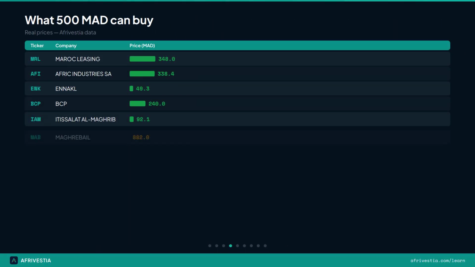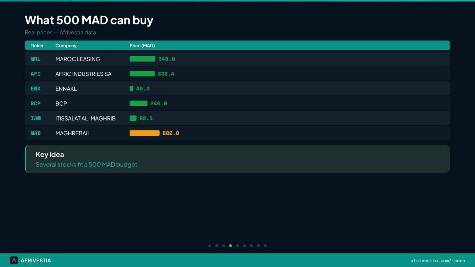Here's a sample of real prices from the Moroccan market. Enocol is priced at 49.3 MAD, meaning 500 MAD would be enough to afford multiple shares in theory before fees. IM is 92.1 MAD. BOA is 203 MAD. BCP is 240 MAD. AFI is 338.4 MAD. MRL is 348 MAD. And CIH is 364.5 MAD. But Maghreb Bail at 882 MAD is already above this budget. So 500 MAD can reach some stocks, but not all.